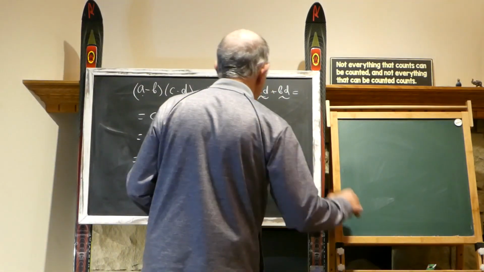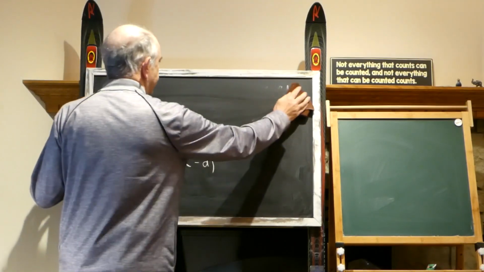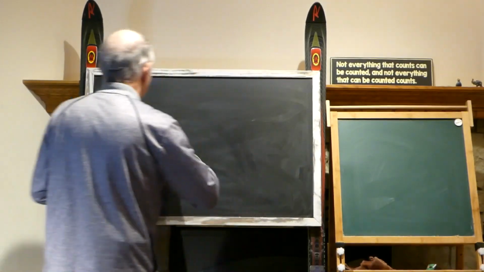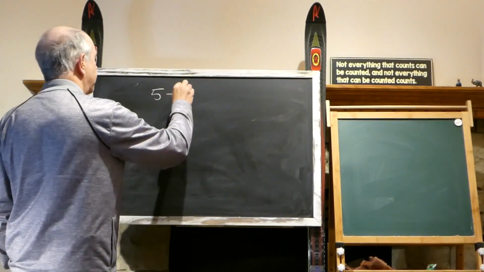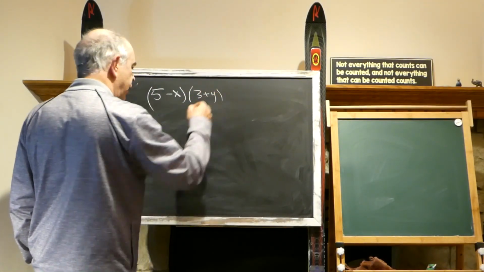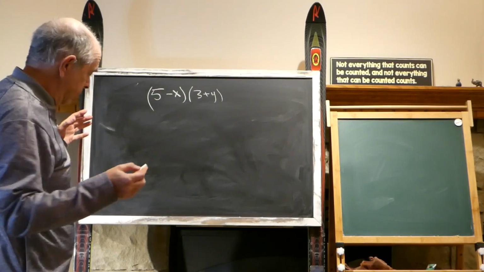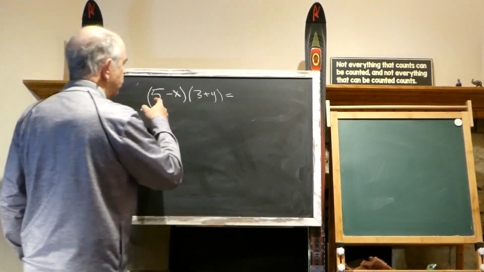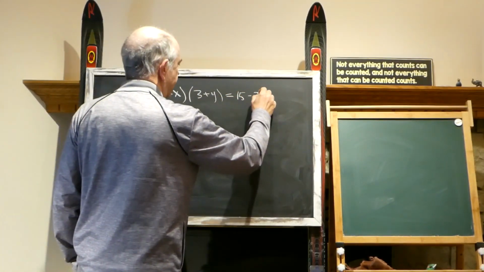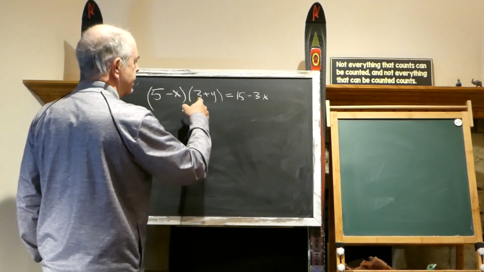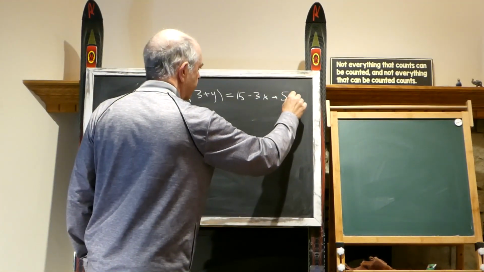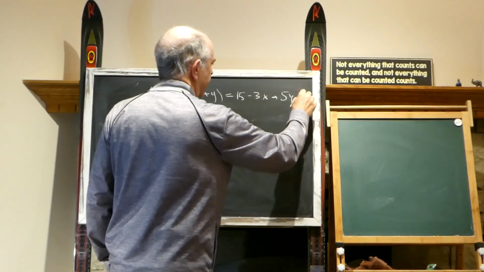So you have to be absolutely fluent with this and understand this, and the only thing I suggest for you to do is solve problems like, for example, (5 minus x) multiplied by (3 plus y). You can invent those and you can check them, and you have to be absolutely fluent. 5 by 3 would be 15, right? Minus 3x, because I multiplied this by this. Then plus 5 by y, and then minus xy.